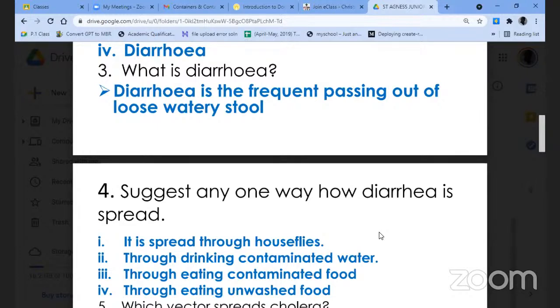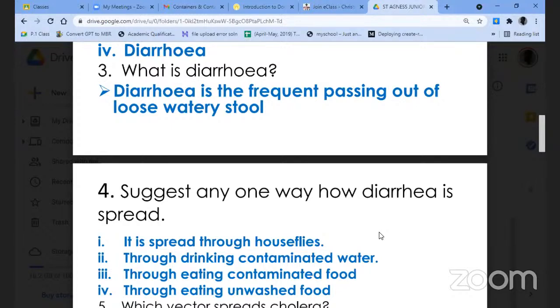How about when you use dirty hands? Yes, some of you may use dirty hands and you touch food with your dirty hands. So you will contaminate food. And once you eat it, it will spread this disease called diarrhea. It will start affecting your stomach. Then we're also talking of eating unwashed foods.